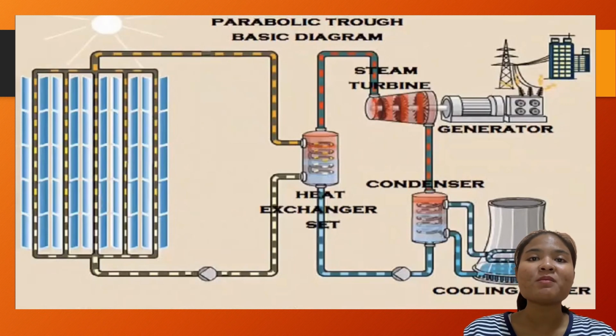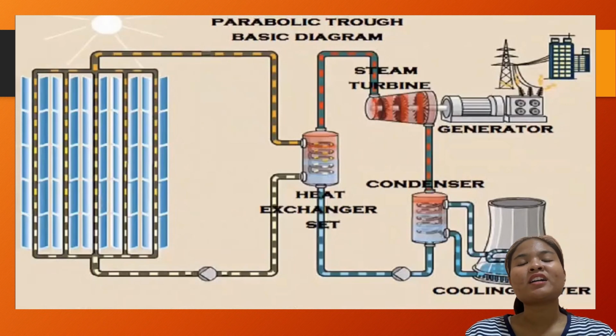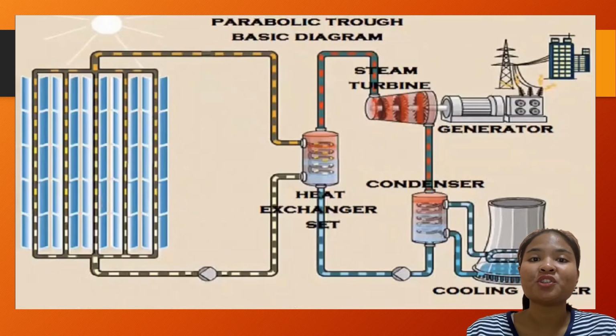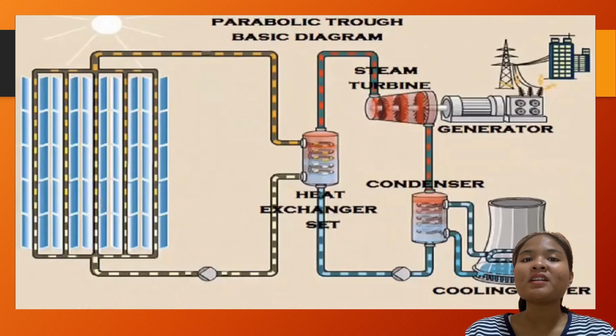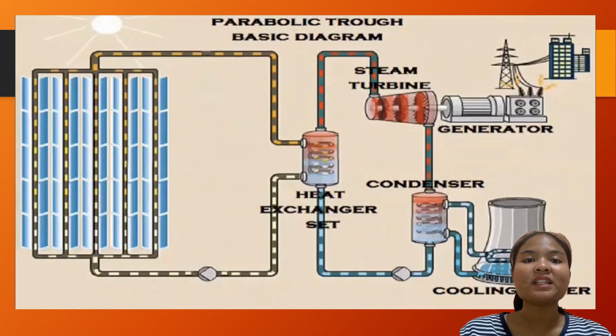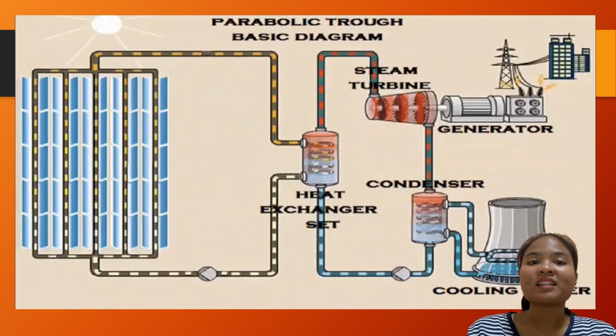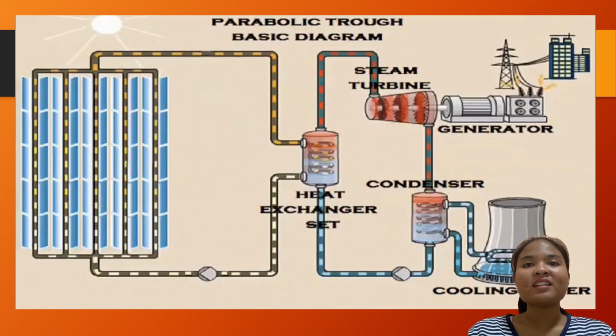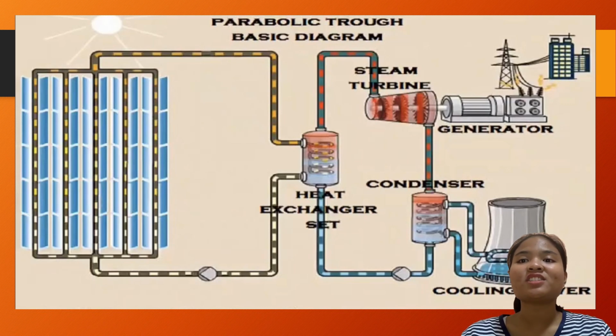So, normally, the liquid there reaches around 400 degrees Celsius. After it is reflected, the heat from the reflected sunlight is restored. After that, it goes straight to the heat exchanger set.